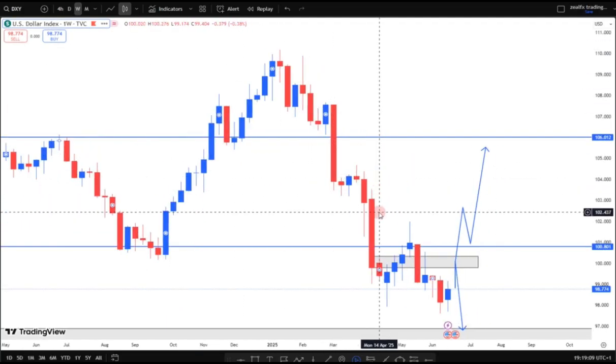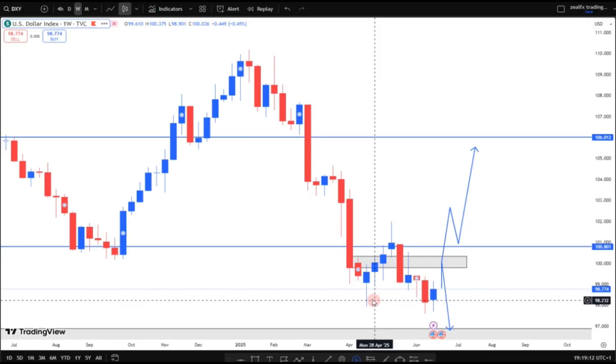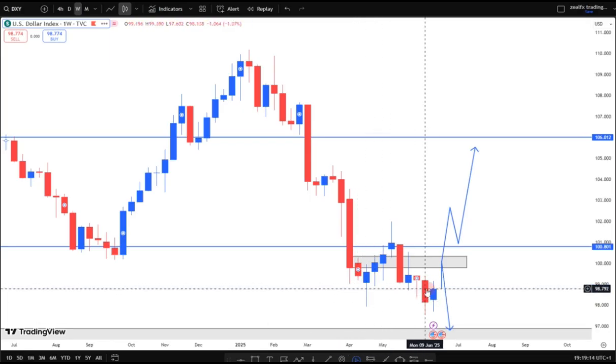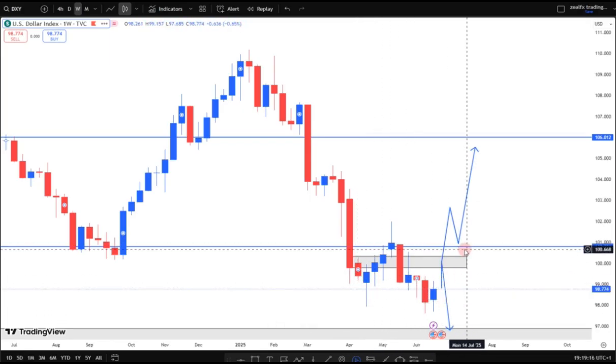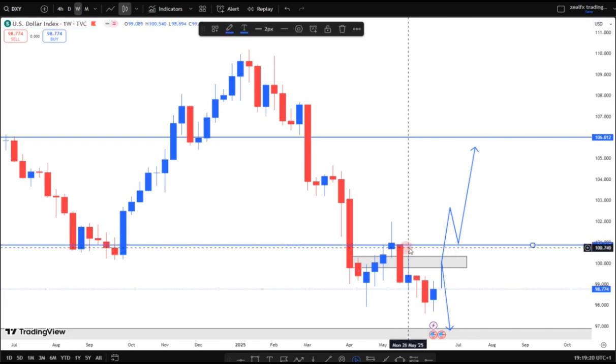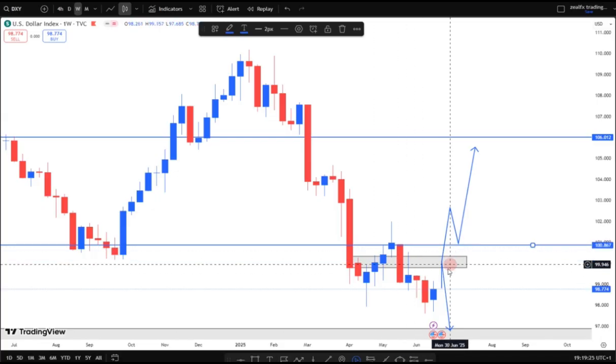So on my weekly chart, price is currently on a support level. We see how these levels are all support levels. Our next resistance level on the DXY, which is also a monthly resistance level, is this level. So we're expecting price to move to this next resistance level this coming week.